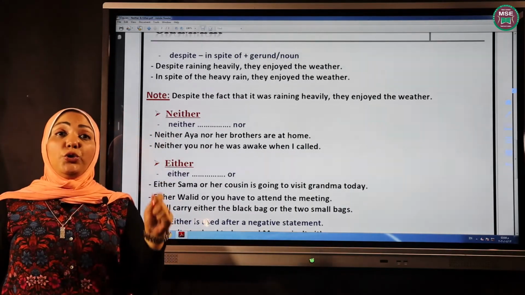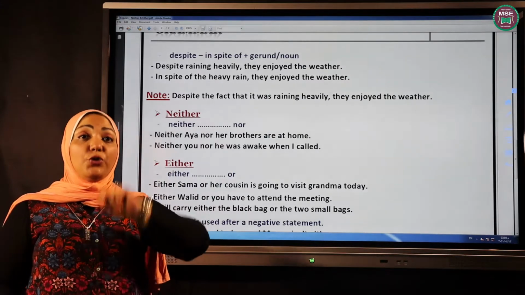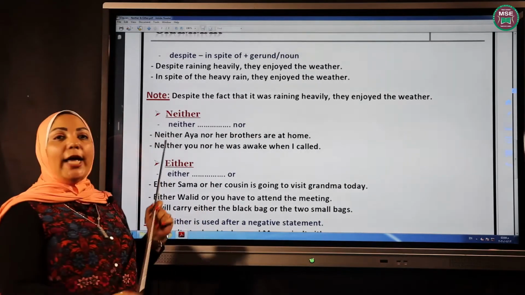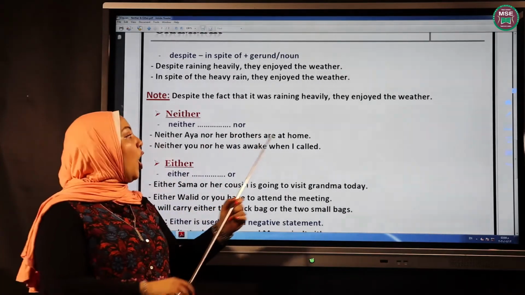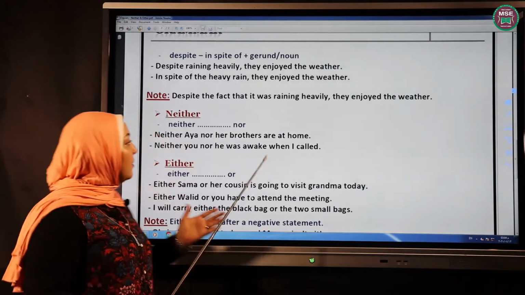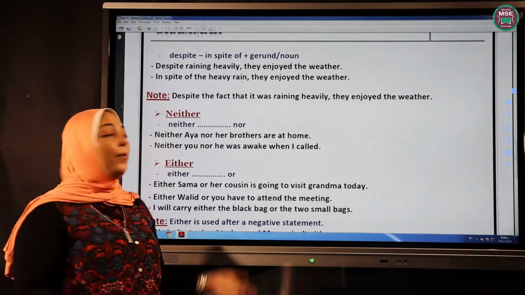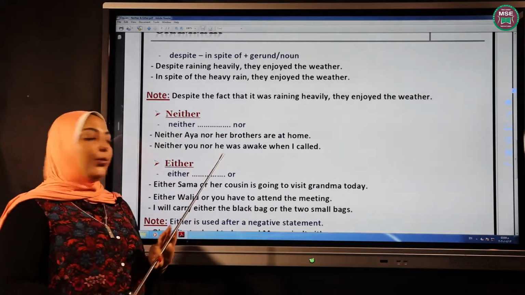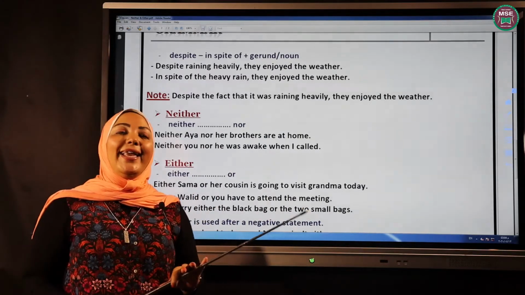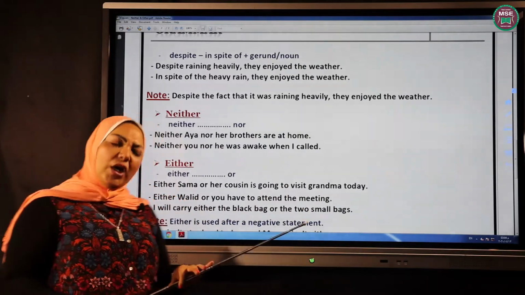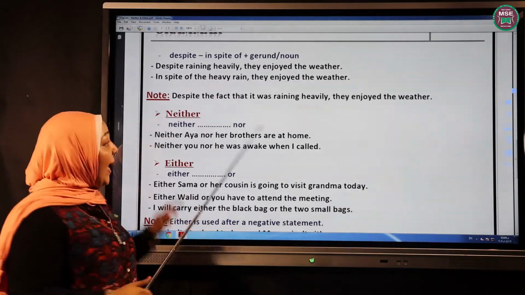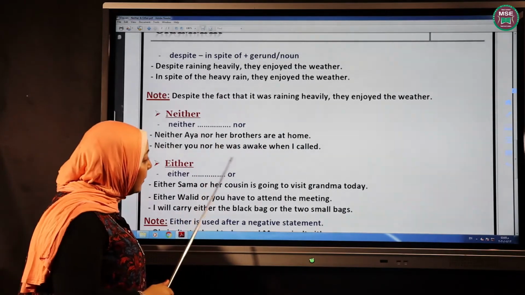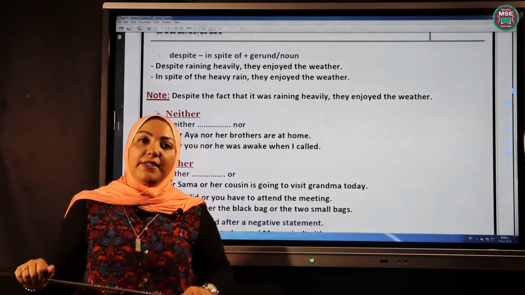Fine? So, when I want to show the negative with two things or two groups or two people, I will use neither nor. For example, neither Aya nor her brothers are at home. It means that Aya is not at home and her brothers are not at home. Okay, neither you nor he was awake when I called. What? Was? How come? As you see here, once I chose the verb as plural, and in the second sentence I decided that the verb would be singular.